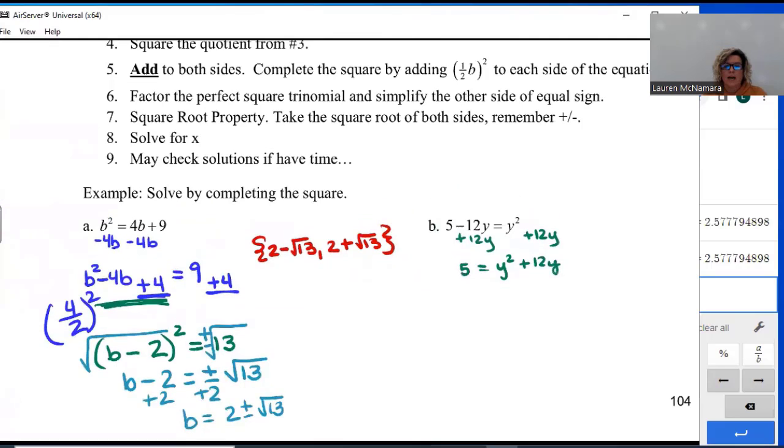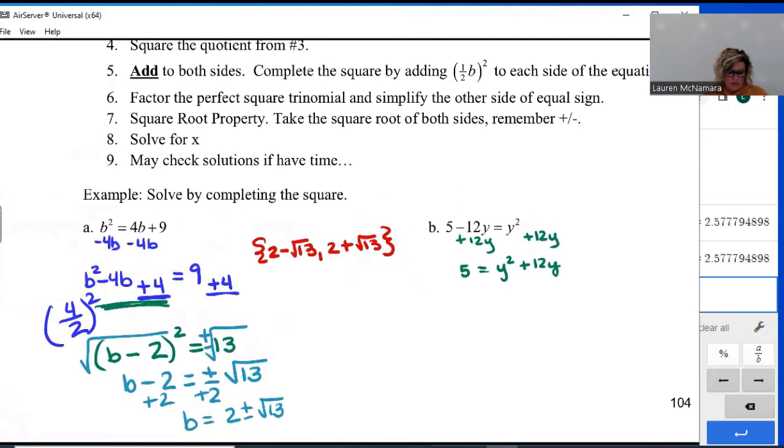Now, I want to make this into a perfect square trinomial. What do I have to do? Take 12, divide it by 2, and square it. What am I going to add? 36. Plus 36.